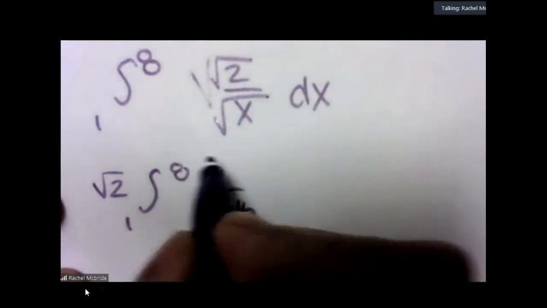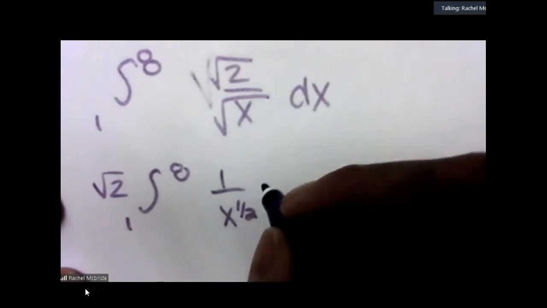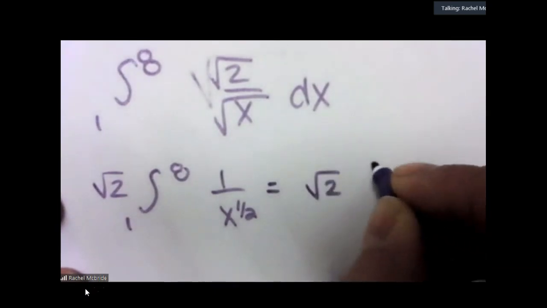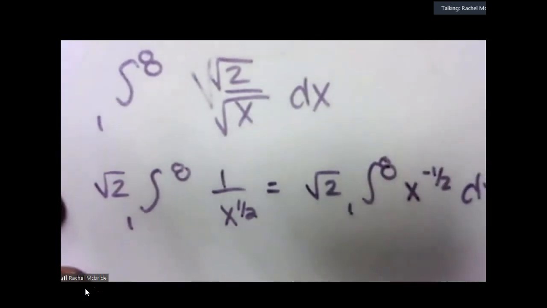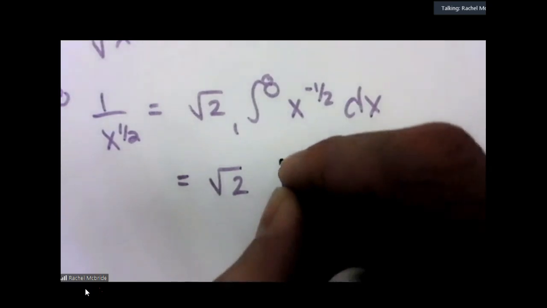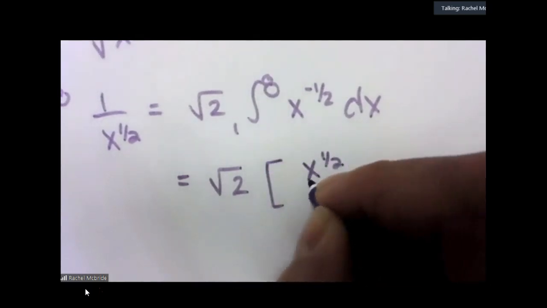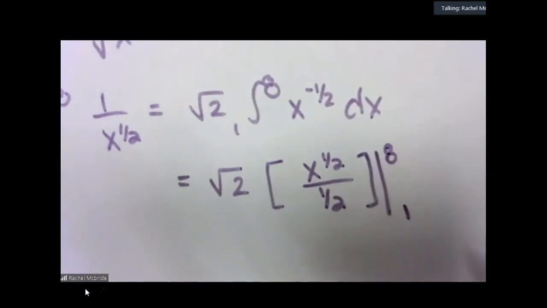So that would become the square root of 2 out in front as my constant over the square root of x. So I can think of that as the square root of 2, the integral from 1 to 8 of x to the negative 1/2 dx. And then my square root of 2 tags along. X to the negative 1/2: well, the rule for integration is you add 1 and divide by that new exponent. So that becomes x to the 1/2 over 1/2, evaluating from 8 to 1.